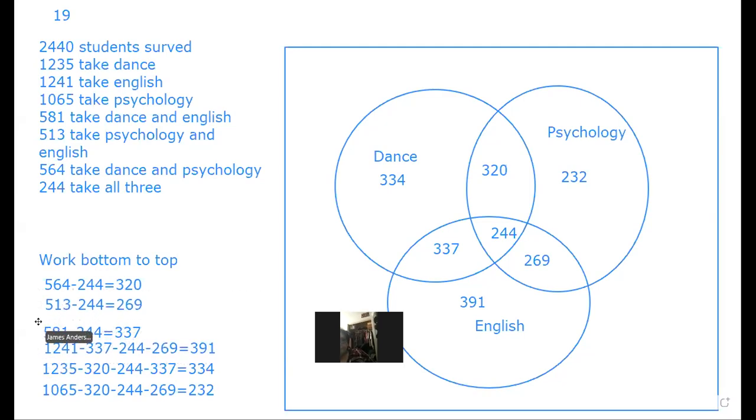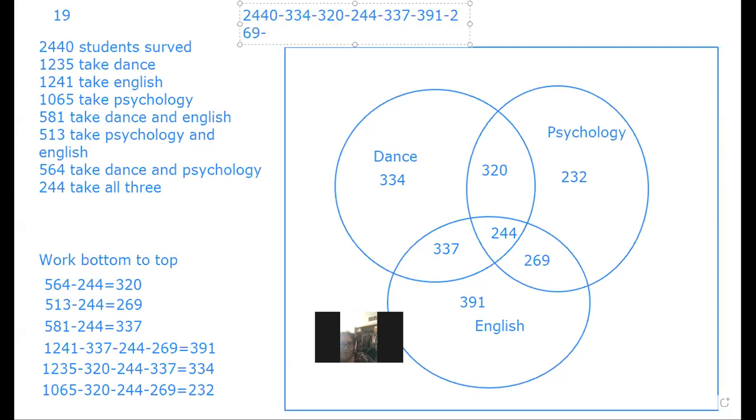I still had to figure out why my dog did that. But besides that, I had to figure out what the number is out here. How many from that 2,440 did I not use? Because there's going to be some people surveyed who didn't take those classes. So I'm going to have to do 2,440 minus 334 minus 320 minus 244 minus 337 minus 391 minus 269 minus 232.